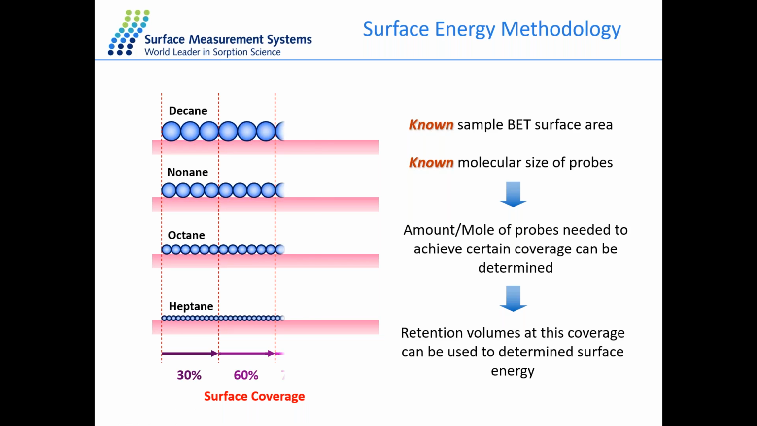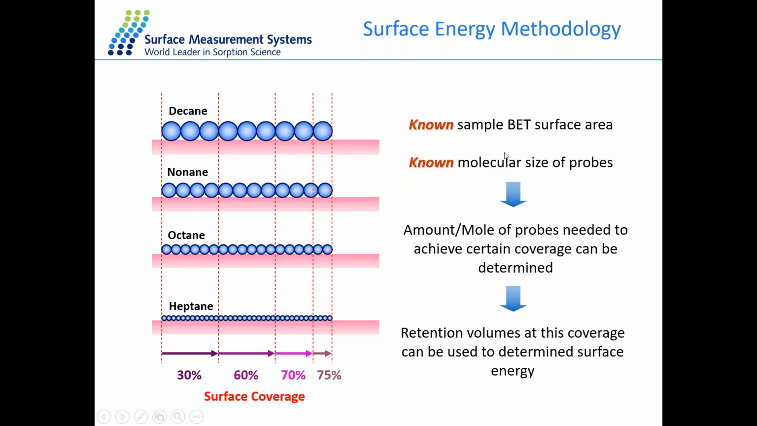We then need to know the molecular size of our probes. The IGC SCA has a database with some probes and their properties. And if you did want to include some of your own, that's also possible. So what the IGC does is calculate the amount in moles needed to obtain a certain coverage of our surface. And from that we start our experiment, and upon the interaction with our sample, we can calculate the retention volumes to determine surface energy.